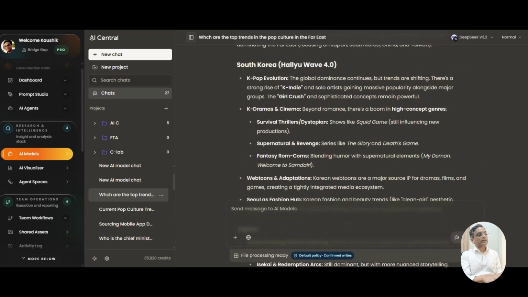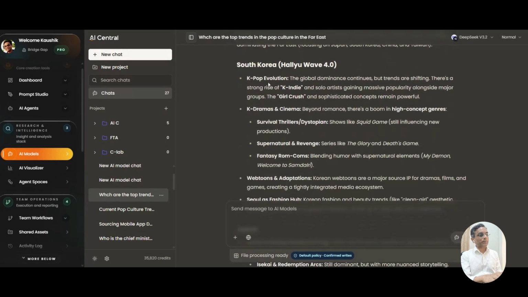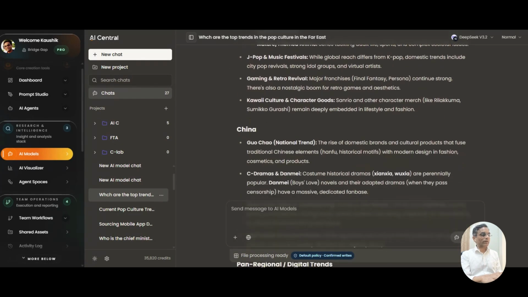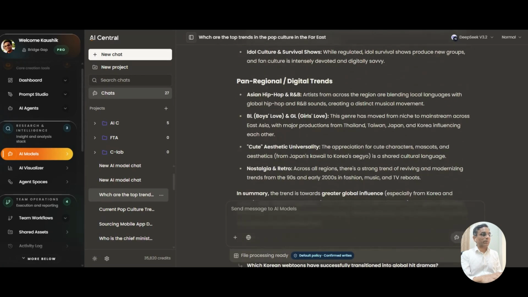First of all, I said Far East, and so it is giving me per country. It is giving me that kind of detailing. It's giving me a lot of nuance with respect to each country also, and it is giving me a pan-regional kind of summary. So you can see the difference that it is making when you're choosing a model which is DeepSeek, which is clearly more knowledgeable about what is happening in the Far East.